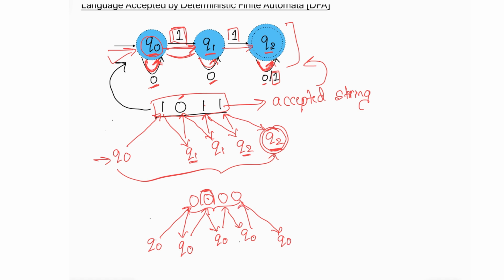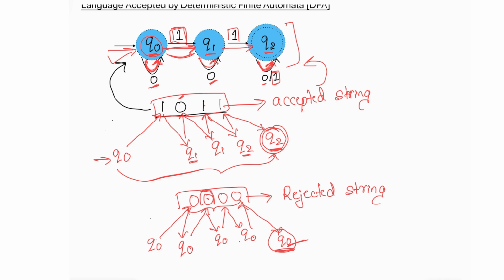Now we have parsed the whole given string, but the last state we are in is Q0. This Q0 is not a final state because Q0 is not drawn with two concentric circles. Because of this, the given string is rejected.